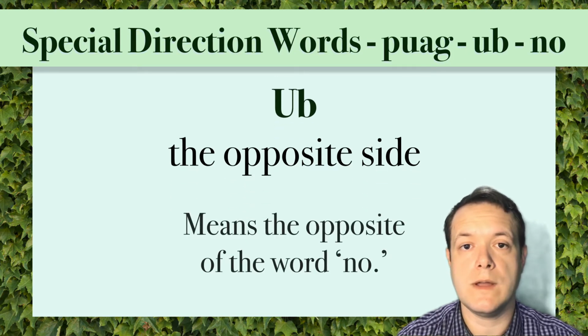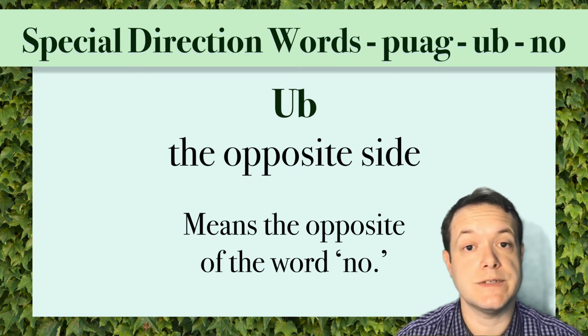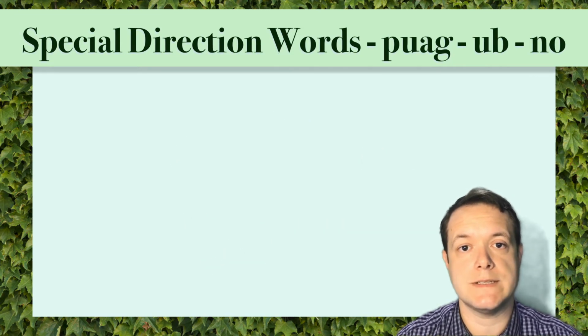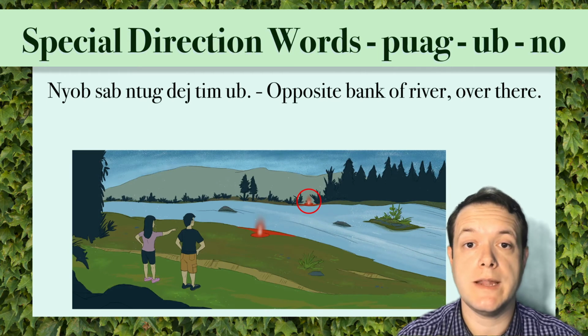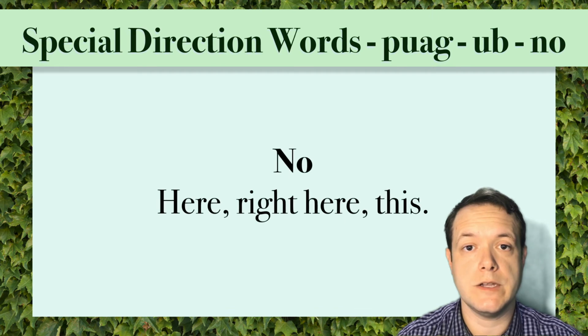We can think of o as the exact opposite of the word no, N-O, which means right here, here. So while no is right here, o means the farthest away. It's on the opposite. It's opposite of us. Again, this word is special because it needs to be paired with another direction word to be used. Now let's look at some examples. It's on the opposite bank of the river over there. It's way over there.